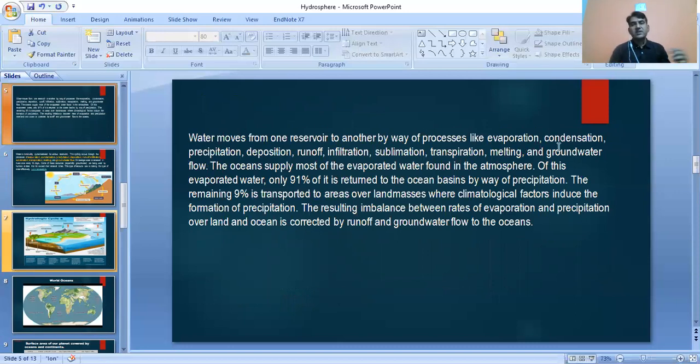One is evaporation, then we have condensation, precipitation, deposition, runoff, infiltration, sublimation. I will discuss evaporation and condensation separately. Infiltration means when water goes down or percolates inside the earth, and sublimation is when ice directly converts into vapor. Especially the ice found at the top of mountains, on glaciers or in ice cap areas, directly converts into vapor and goes into the environment.